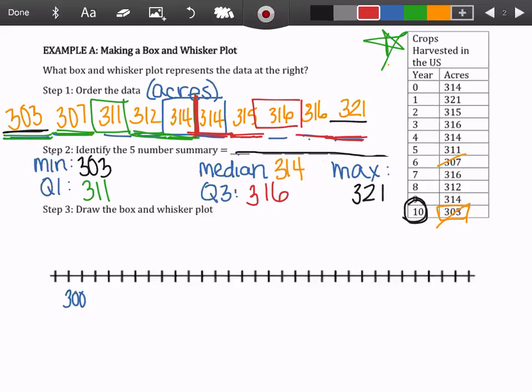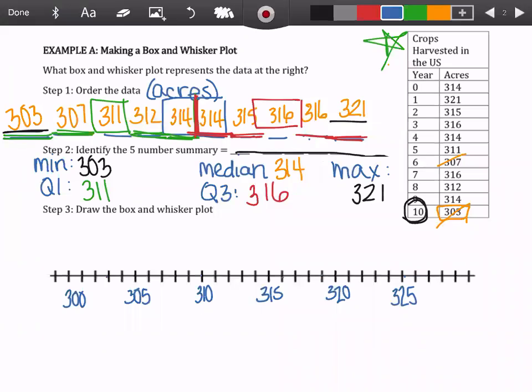If you look at the number line here, we're going to start with 300 and then think about your max. Your max is 321. So our goal is to get this number line. We could go by 5s, we could go by 10s, but we are going to go by 5s because we can make it from 300 to 325. So we're going to make our number line go from 300 to 325 with intervals of 5. Okay, so we have just created a number line going by 5s all the way up to 325.